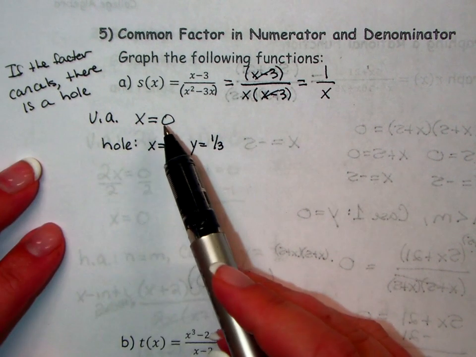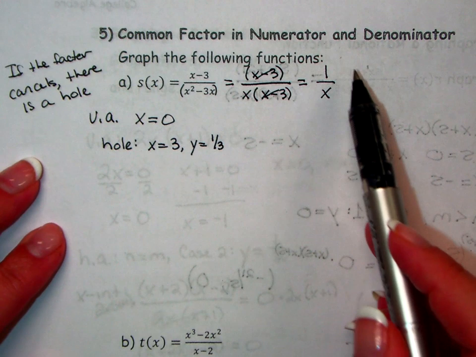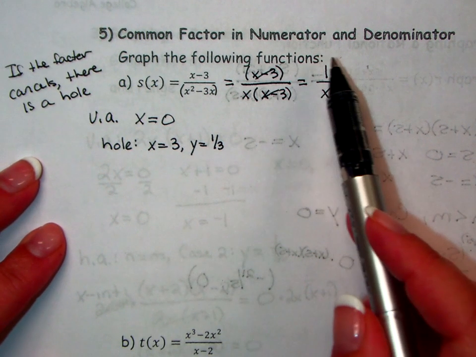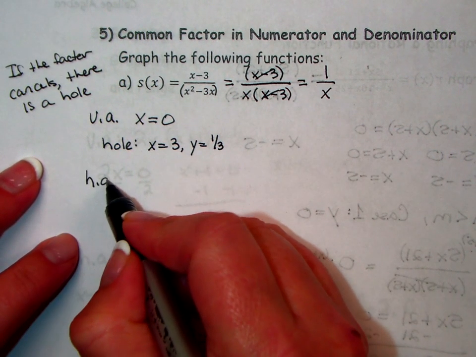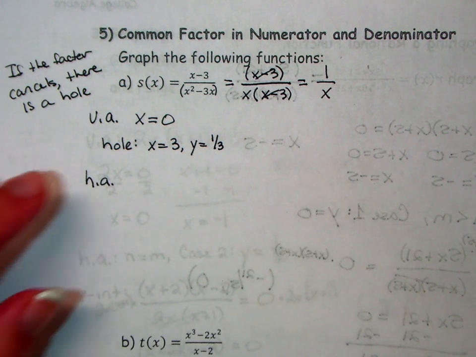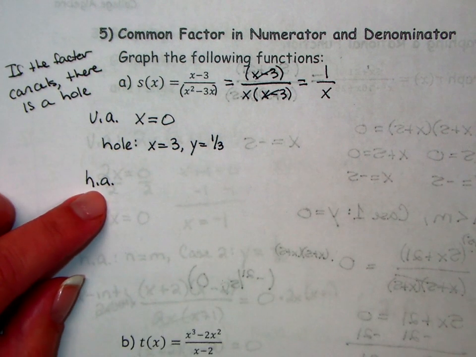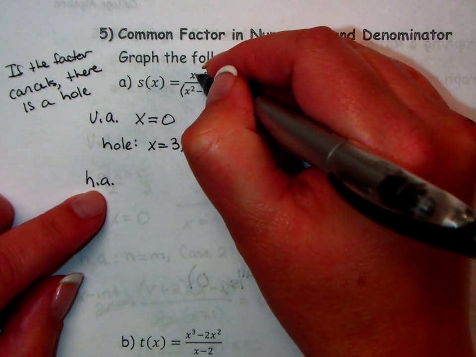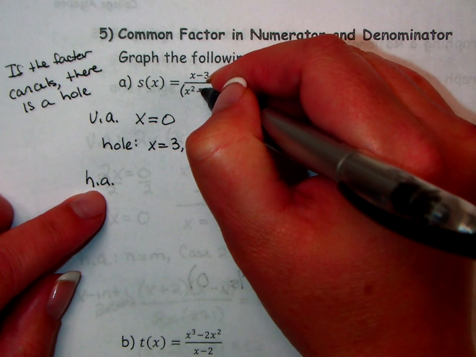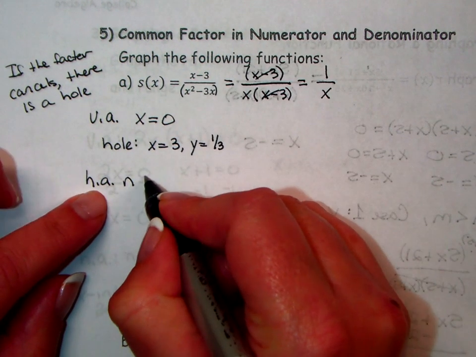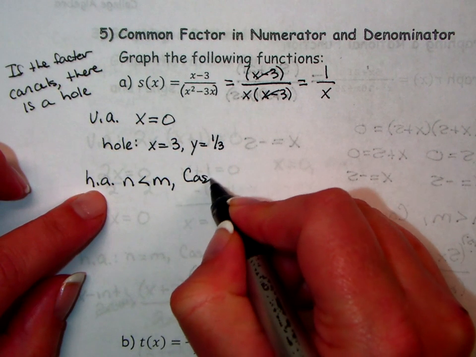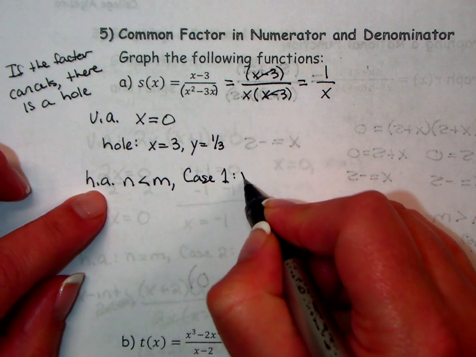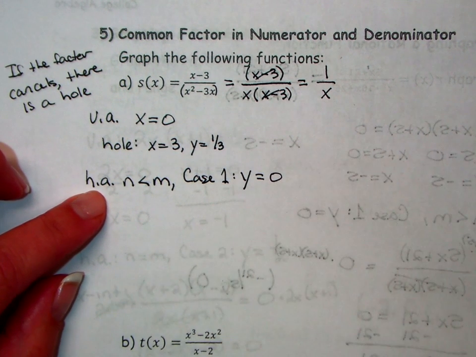All right, so only one vertical asymptote, because after it's reduced, there's only one factor in the denominator. All right. What about horizontal asymptotes? Let's compare the degrees. The degree of the top is 1, and the degree of the bottom is 2. So the top is less than the bottom. So this is a case 1. And all case 1s have an asymptote at 0. Okay, this is my favorite case because it's easy.